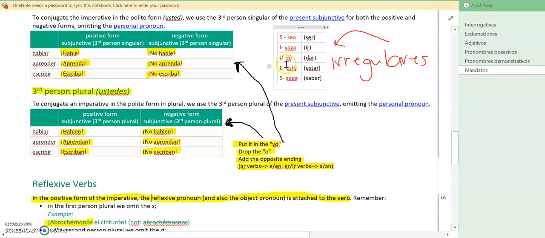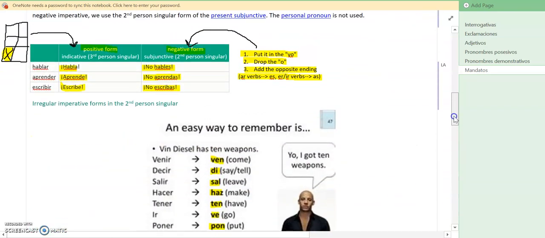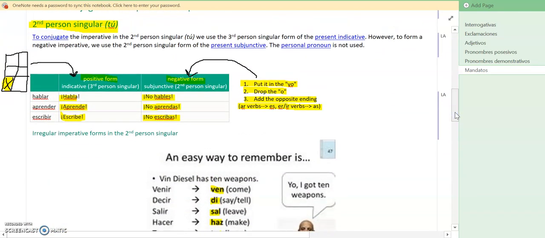And are there stem changing verbs? Yes, we have to worry about anything that stem changes in the present tense yo form. We have to worry about stem changing in the usted or ustedes commands. So that is usted and ustedes commands, which are much easier than the tú form commands.